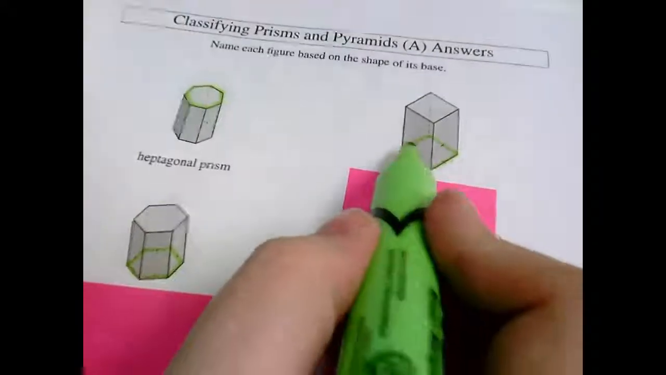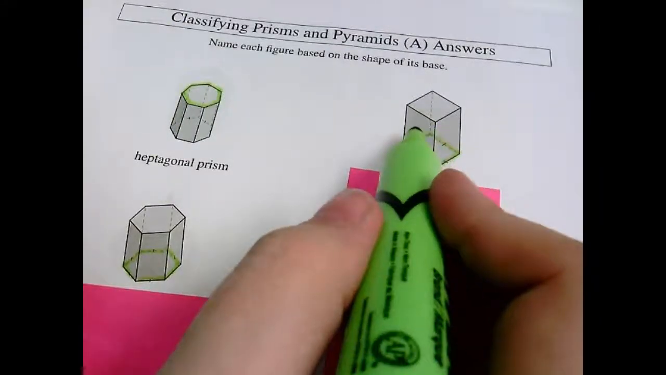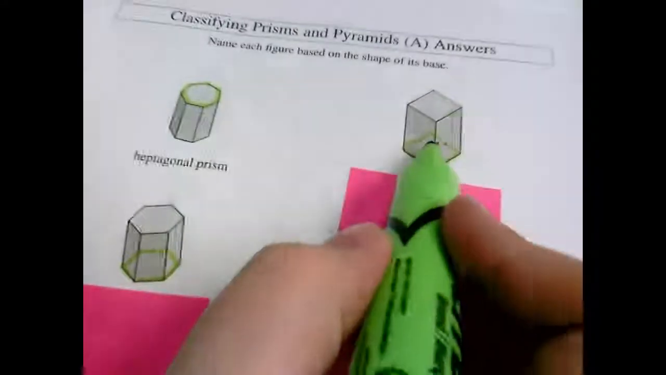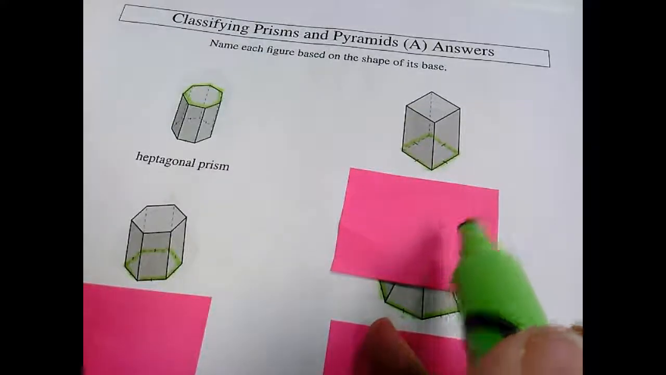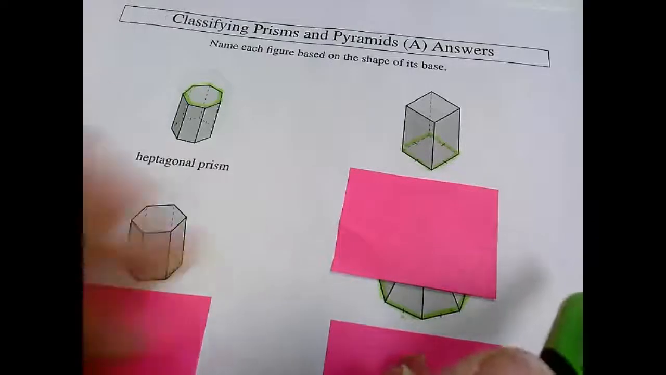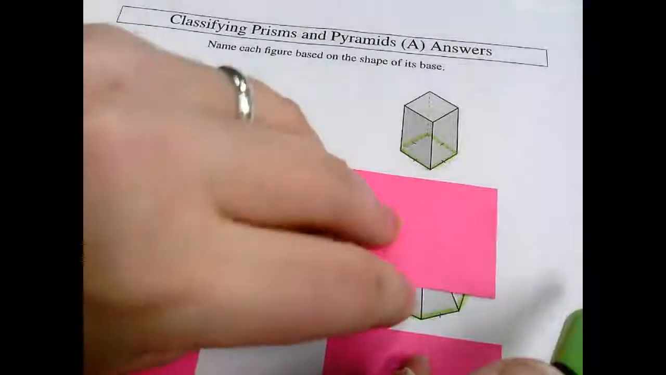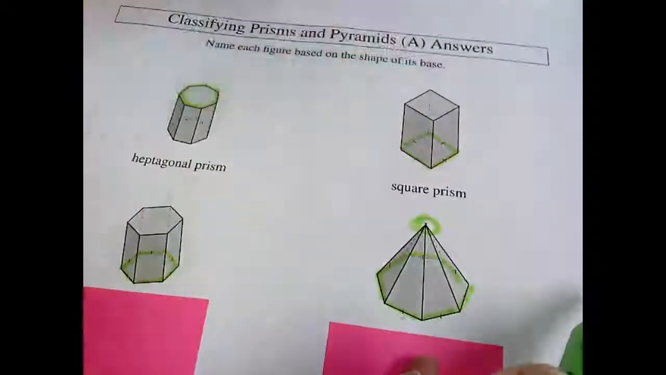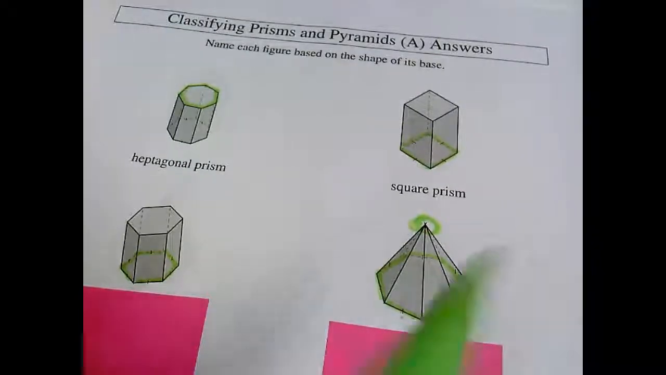Looking over at our next one, again we can see that it's a prism, not a pyramid, because we have 2 bases which are congruent polygons. And you can see on this one that the 4 sides are equal lengths on the base, which makes that a square. So this one becomes a square prism.